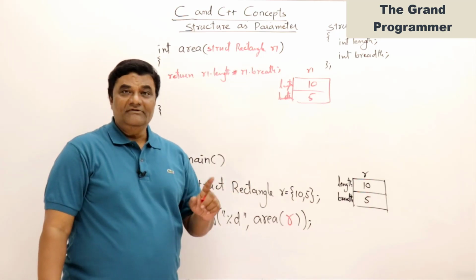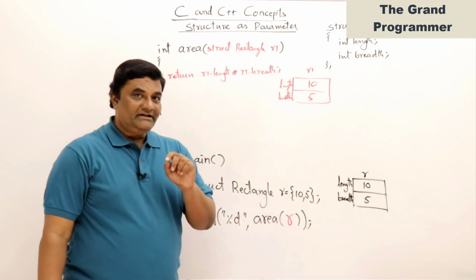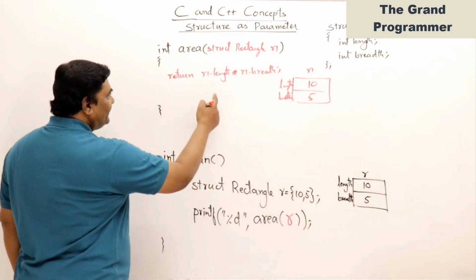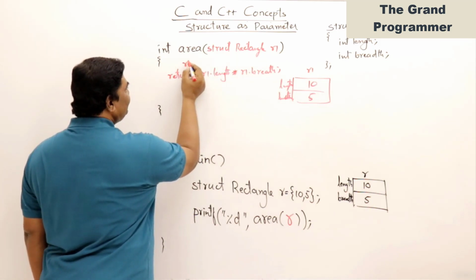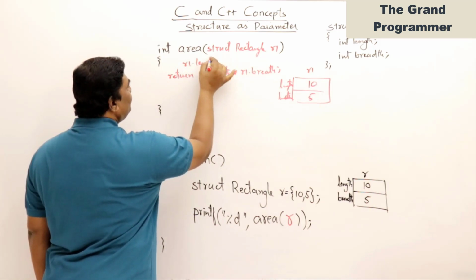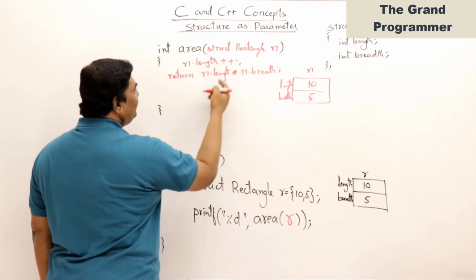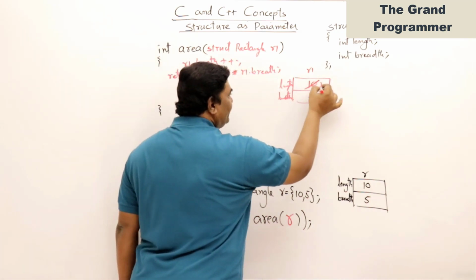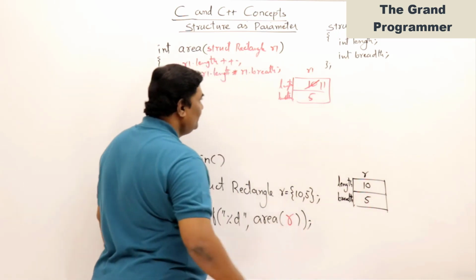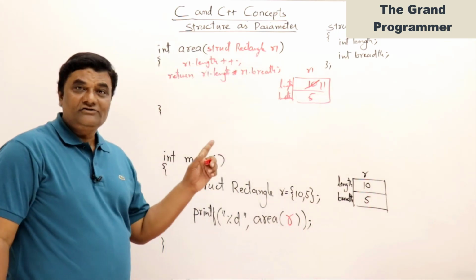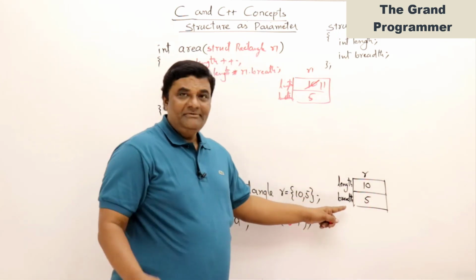This is call by value. Now one thing: inside this one, if I make any changes, if I say R1.length plus, if I modify length before returning, so this becomes 11. Will it change this one? No, it will not change that one. It is called by value, so the actual parameter will not be modified.